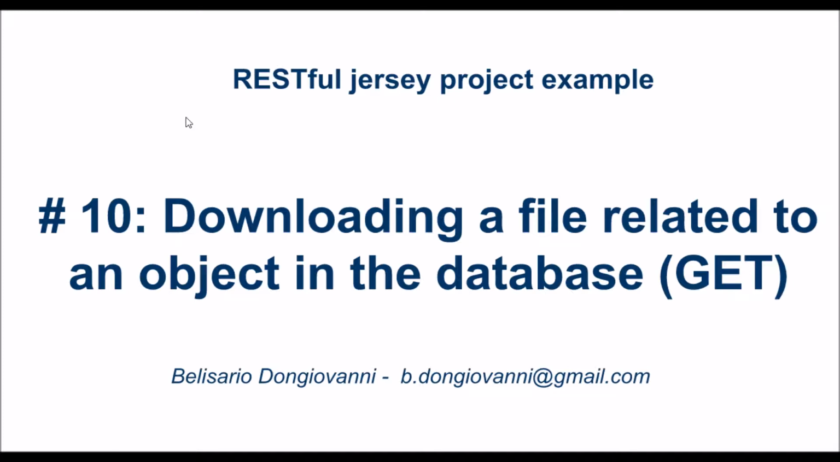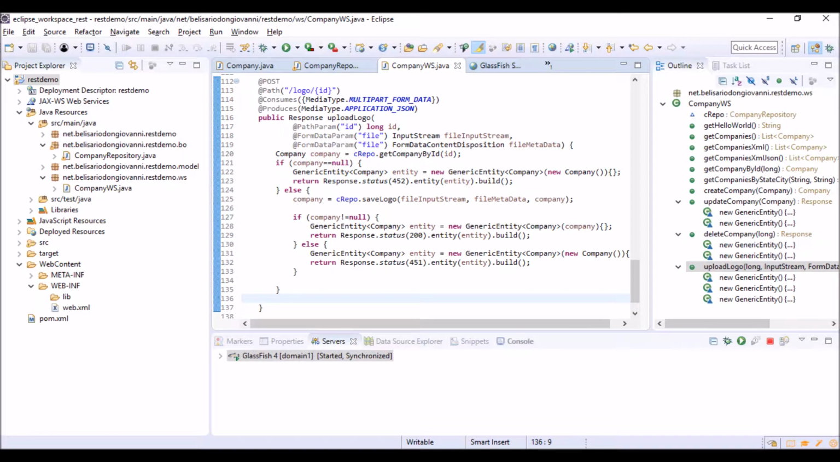In this video we will see how to create a web service that allows to download a file from a server. This file will be related to an object stored into a database, and the client application will send to the web service the ID of this object through a PathParam. Let's create the method of the web service for the download of the file.